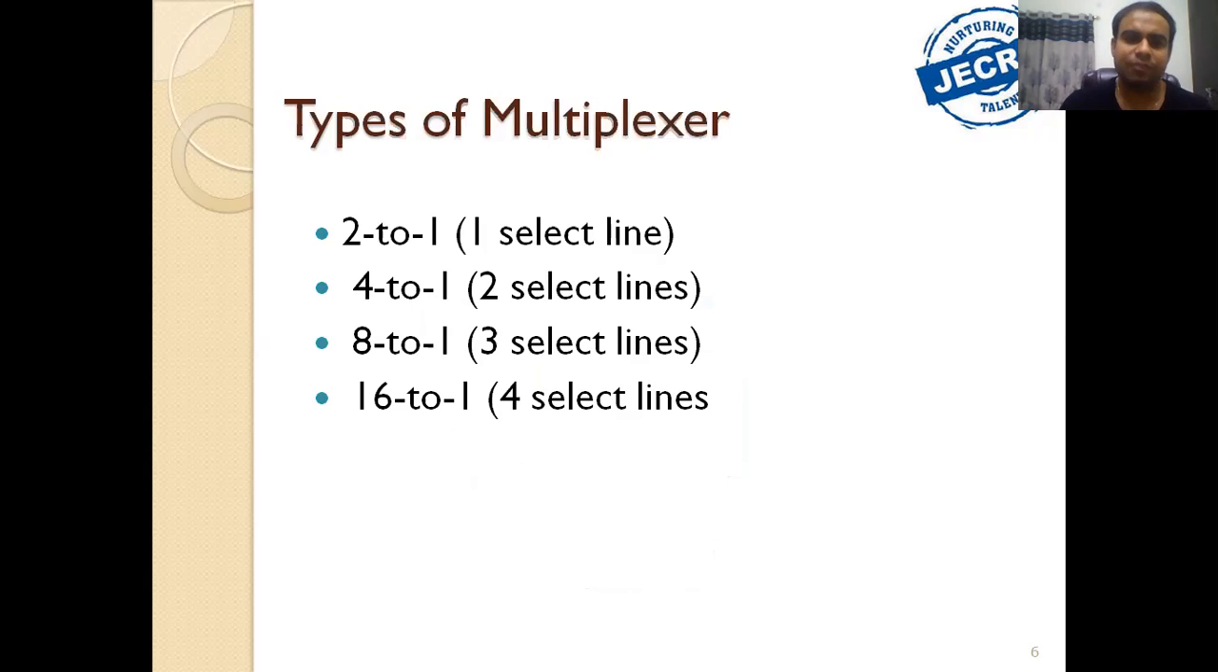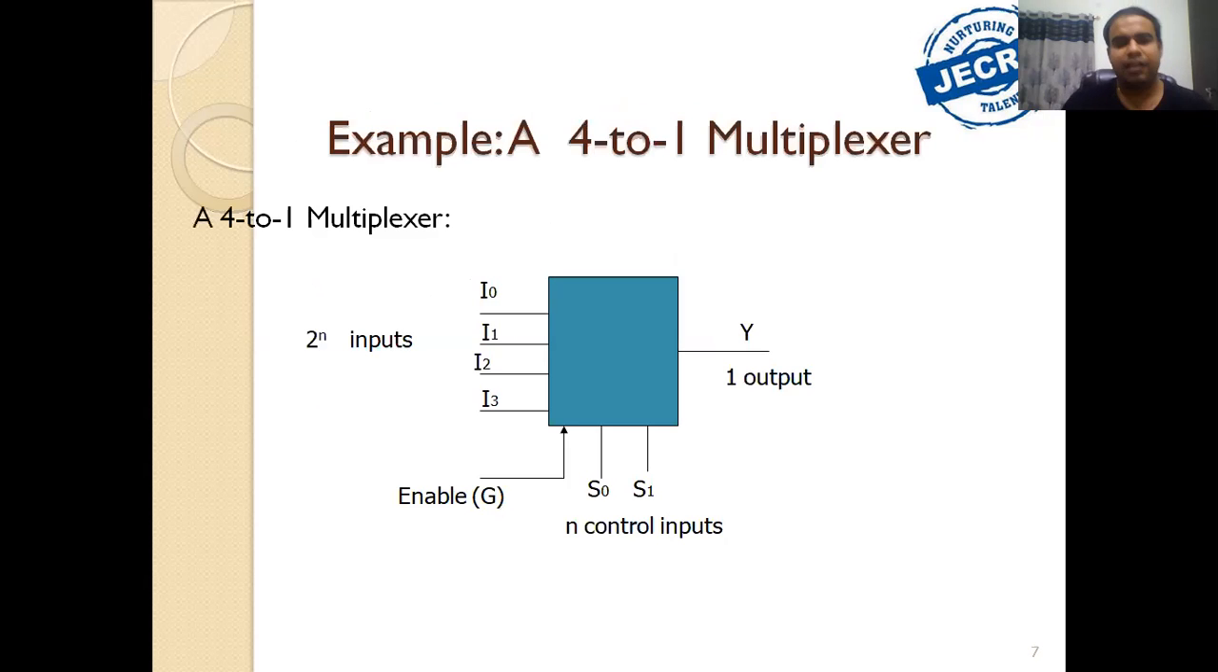2:1 multiplexer, 4:1 multiplexer, 8:1 multiplexer, and 16:1 multiplexer. And you know the relationship between input and output is m equal to 2 power n. So if the selection line is 1, there are 2 inputs. Selection lines are 2, 2 to the power 2, that is 4 inputs. Selection lines are 3, 2 to the power 3, 8 inputs, and selection lines are 4, 2 to the power 4, 16 inputs. Example of 4:1 multiplexer.